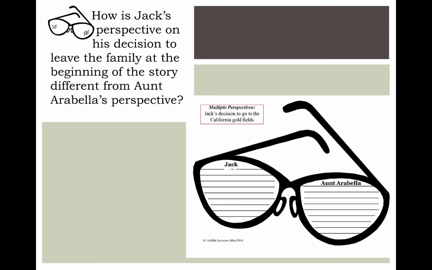So this teacher did the glasses icon, and they put this really nice prompt: how is Jack's perspective on his decision to leave the family at the beginning of the story different from Aunt Arabella's perspective? On one side of the lens, the kids have to write about Jack's perspective, and on the other side it's going to be Aunt Arabella's perspective. Again, it's a really nice way of addressing students that require the challenge, instead of just answering basic comprehension questions.